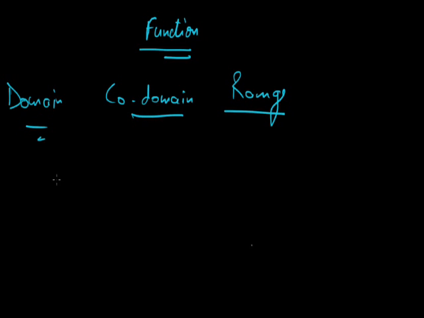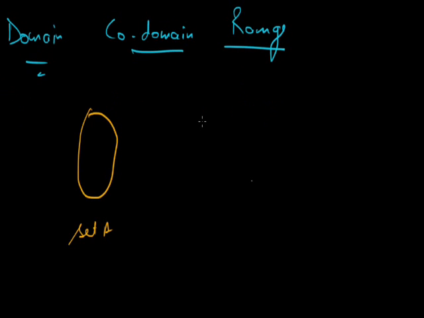Domain. Let me draw a set here. Say this is set A, and this is set B. Now let me define the function first. All the elements of set A should be uniquely attached with set B, right? This was the definition. So this has three elements, which means all three elements should be linked here.